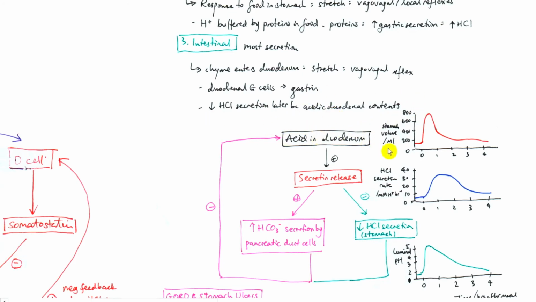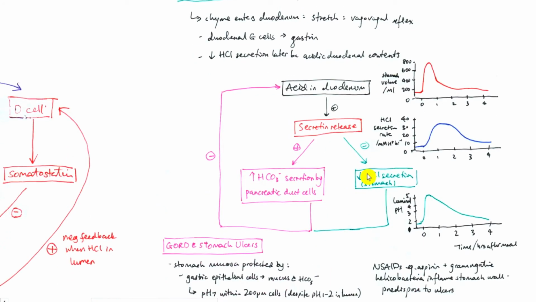So we can plot some charts here of when stomach volume increases. So this is time against stomach volume. If stomach volume suddenly increases, then the HCl rate will gradually increase following that, and the luminal pH will increase sharply as well. Acid in the duodenum causes increased secretin release, and secretin does two things. It increases the bicarbonate secretion by the pancreatic duct cells and decreases the acid secretion in the stomach, all leading to decreased acid in the duodenum.